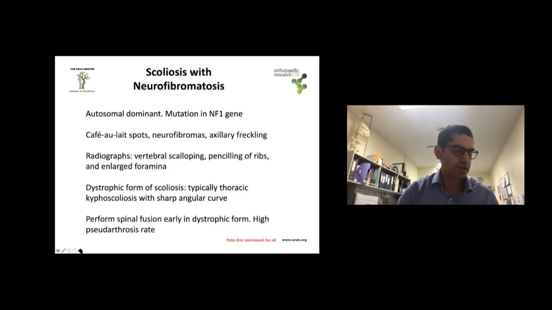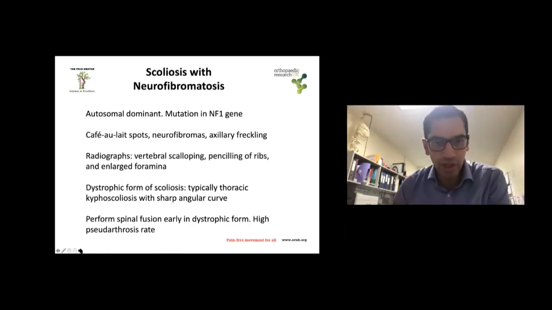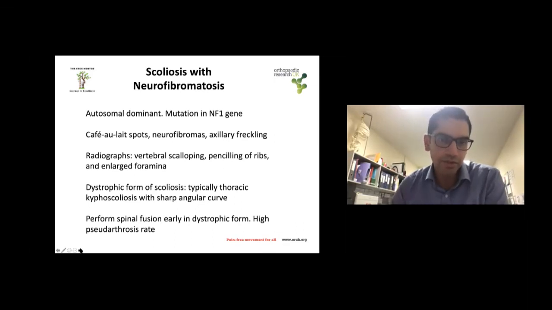Another condition associated with scoliosis is neurofibromatosis, which is autosomal dominant. And again, on examination, you might find cafe au lait spots. And to diagnose neurofibromatosis, you need 6 cafe au lait spots greater than 5 millimeters. And you also need 2 neurofibromas or 1 plexiform neurofibroma, axillary freckling. Radiographs may show vertebral scalloping, penciling of ribs, enlarged foramina.